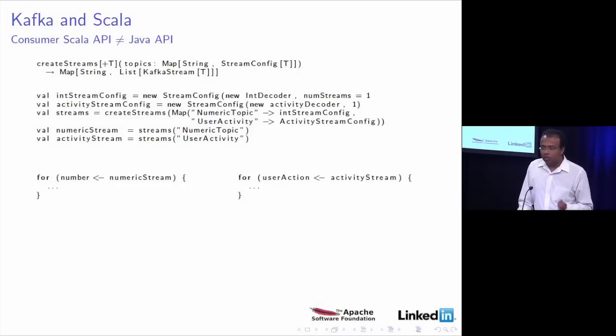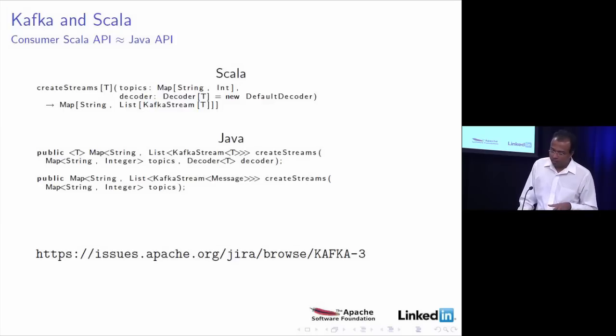Now the problem is Java doesn't really allow you to do something like this. So sometimes we are compelled to compromise on elegance and expressiveness just to keep the APIs consistent. And that's pretty much what we ended up doing, and this is discussed in Kafka 3. So we have a much simpler API that is a little bit more limited, but it's mainly to keep the APIs consistent.